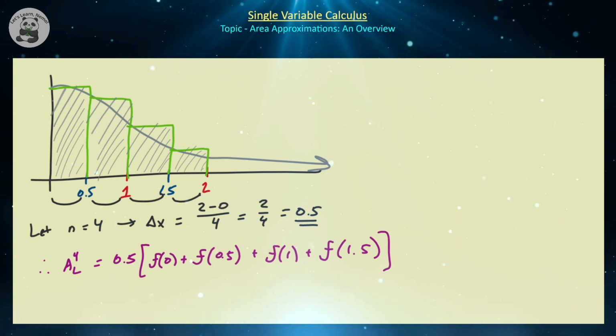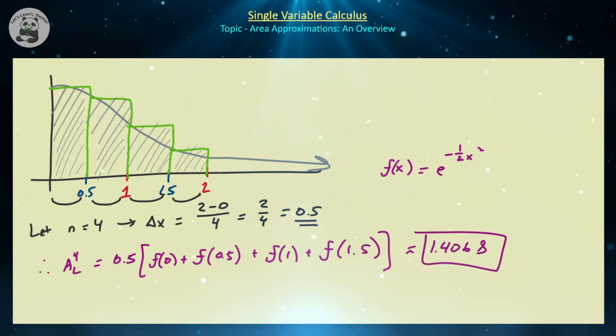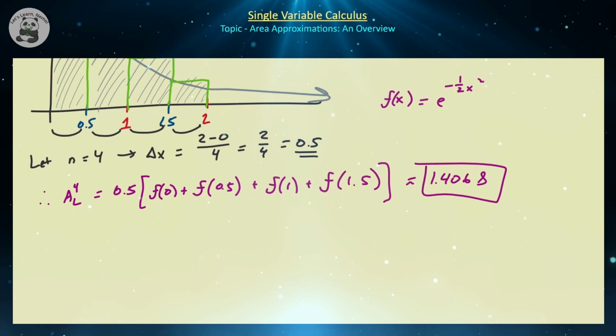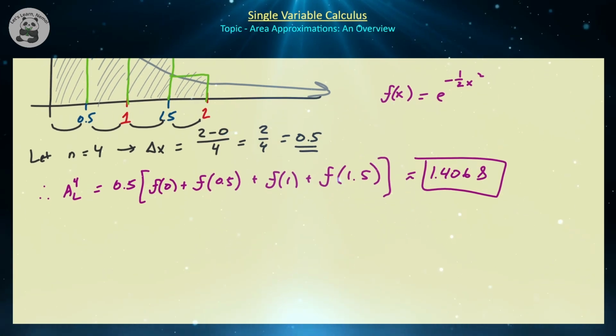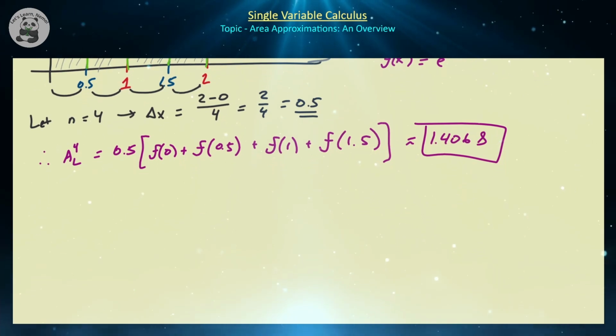And using the function definition that I gave before, f of x is equal to e to the minus 1/2 x squared, and making sure you have parentheses when you're using your calculator, you can find that that's going to be approximately equal to 1.4068. Is this the exact answer? Of course not. It's just an approximation. So how can we make our approximation better?